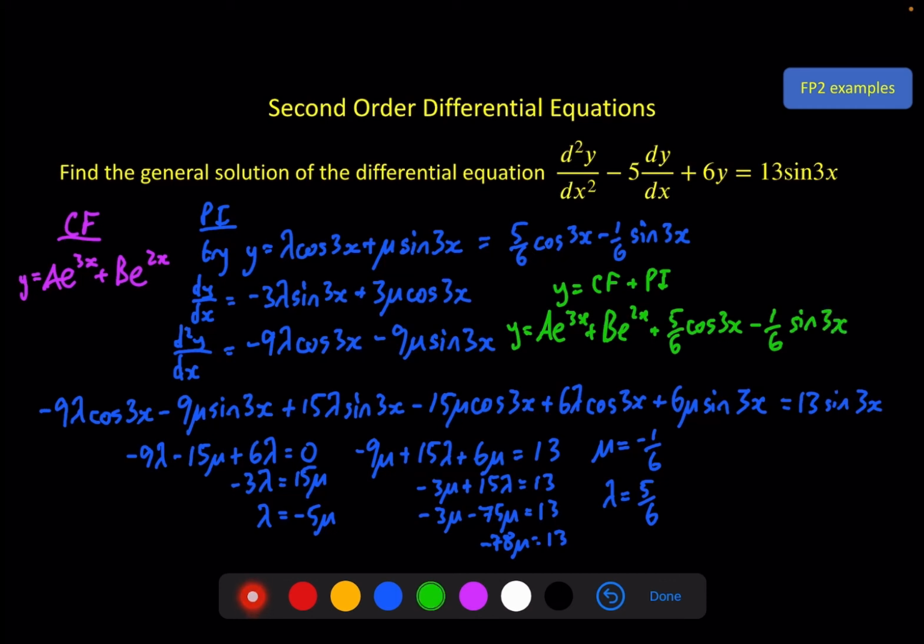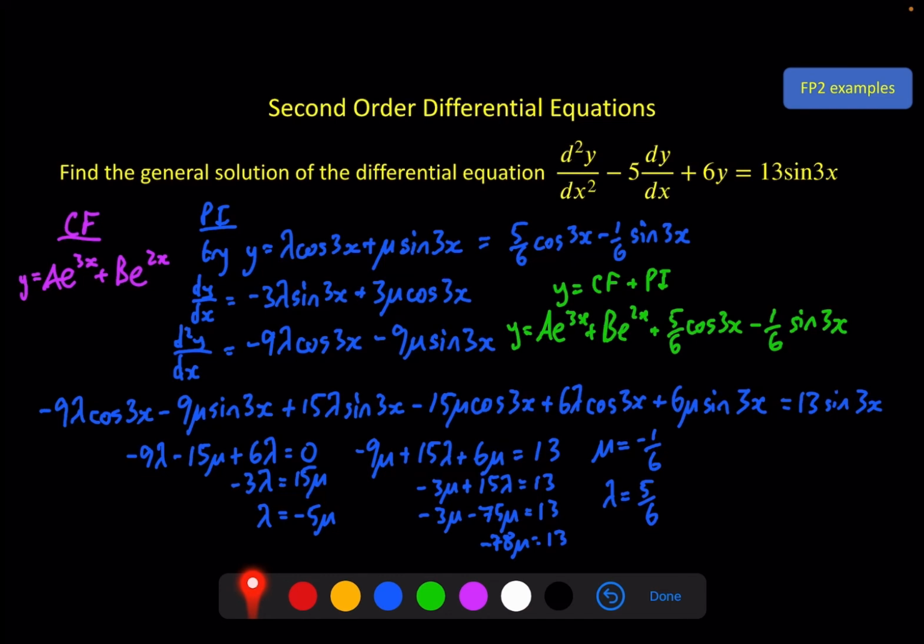So once you've got the general idea of how to do the complementary function, and you know the three different forms that you could get, and you know the general idea of how to do the particular integral, you know how to match what the function is here to the particular integral that you're going to try and use, it's more or less the same thing every time. You don't get quite the same variation as you do with first order differential equations, which could end up as pretty much anything, depending on the question.